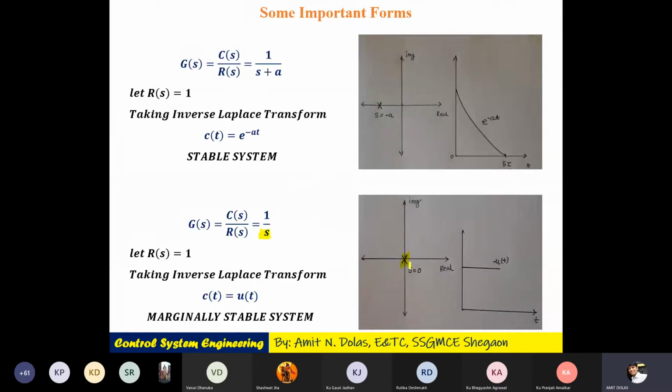So on the s plane it is located at s is equal to 0, exactly at the origin. If I take the inverse Laplace, then I get c of t, that is the output, equal to u of t, that is nothing but a step. So your output will be a step input. What you can see here is that it is a step input, a constant throughout the time. It is neither moving to infinity nor moving to zero. It is a constant step input. A step signal is a constant output.